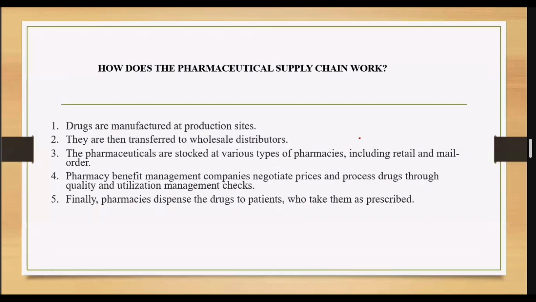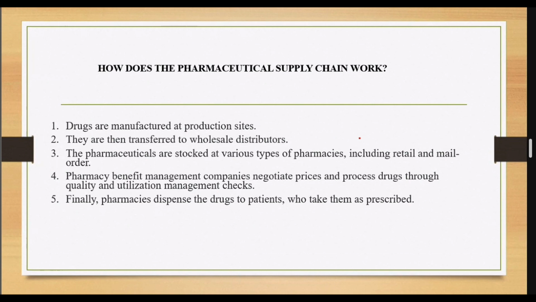Then how does the pharmaceutical supply chain work? This is a big question. Here are the 5 important steps for beginners. You can easily understand. The drugs are manufactured at production sites, and they are transferred to wholesalers and distributors as finished product. Then the pharmaceuticals are stocked at various locations, and then go to various pharmacies and retail, and some even mail order also.